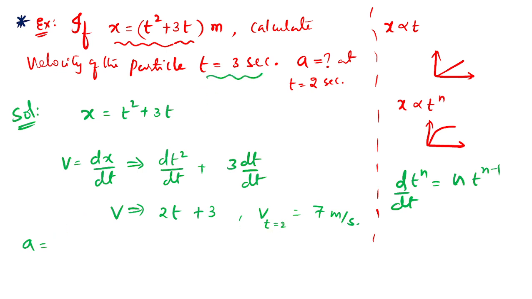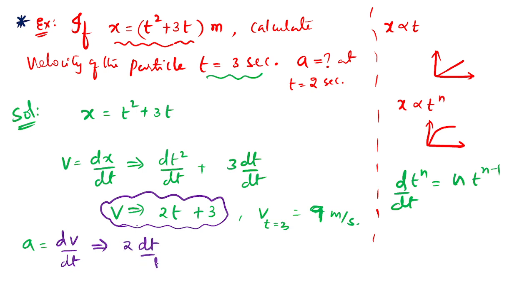Acceleration is equal to dv divided by dt. Means the v value you already have, this again you differentiate. How much will you get? Only 2, because the differentiation of 2t by dt plus the differentiation of a constant will be 0. So the answer is only 2 meter per second square.